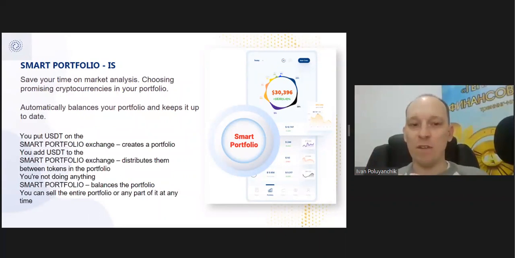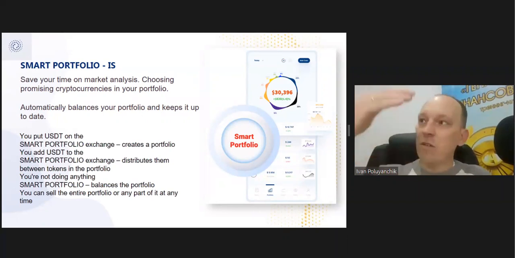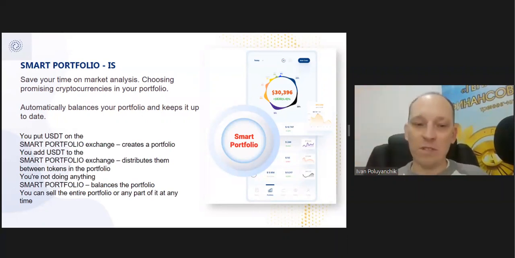Yes. So the main task of this product is to save your time on market analysis and choosing promising cryptocurrencies for your portfolio. Well, any person, in order to put together a portfolio of 30 cryptocurrencies, will have to analyze those coins. Well, to give them at least 3, 4, 5 hours per coin to read the background of a token. And if we talk about the major tokens that everyone knows, it's quite easy. There is quite a lot of information about those coins.